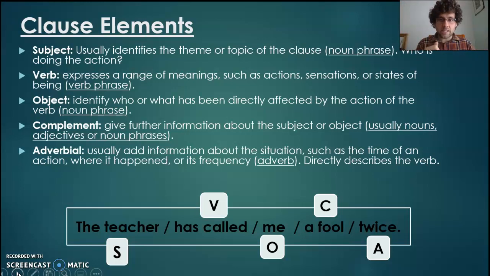So you get a subject in there. It's the theme or the topic of the clause. It's a noun or a noun phrase.